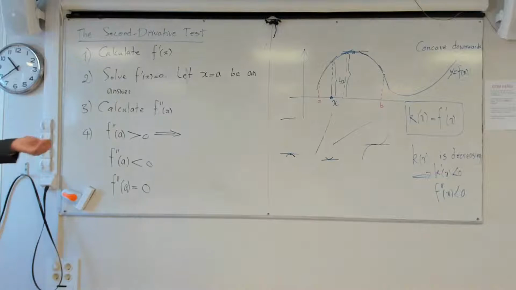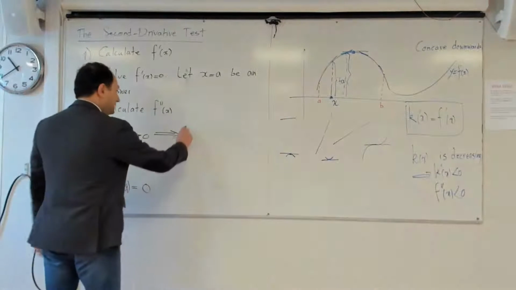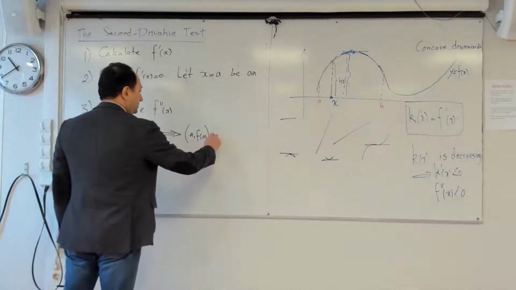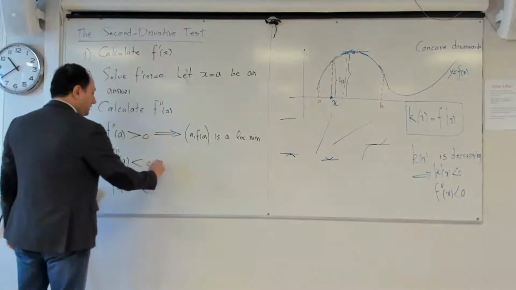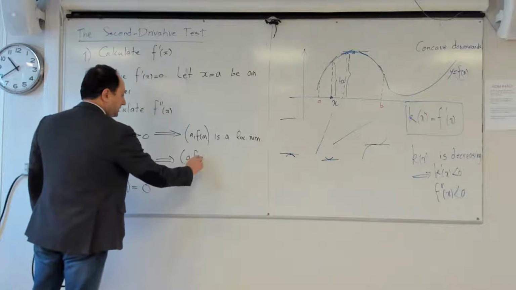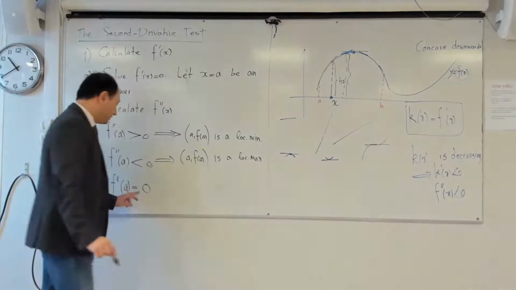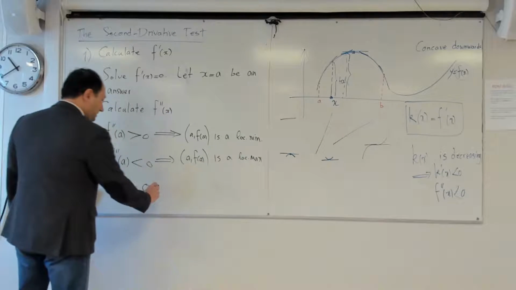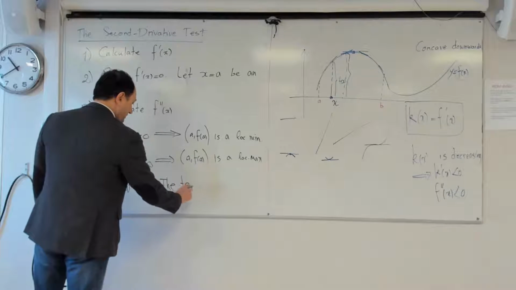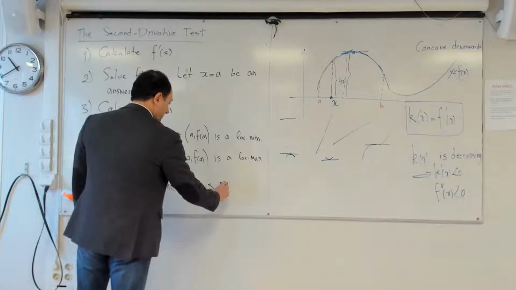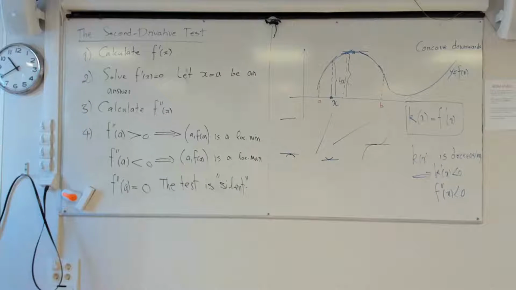Yes? If f double prime is positive, can you conclude something? It's a minimum, because f double prime is positive. It means that this is concave upward. So it means that a and f of a is a local minimum. If this happens, then of course it is clear. It's a local maximum. Unfortunately, when this happens, the test is inconclusive. The test is silent, okay. What do I mean by silent? It means that we cannot draw any conclusion, okay?